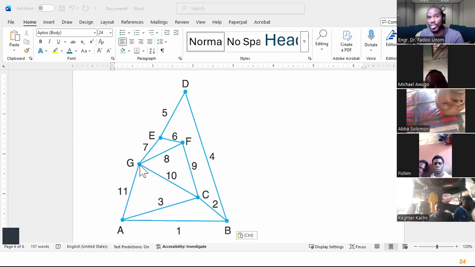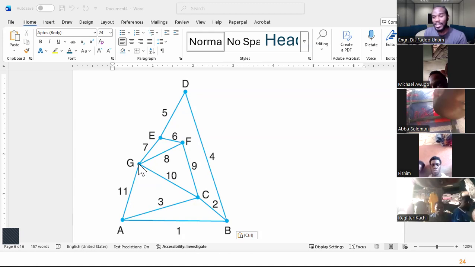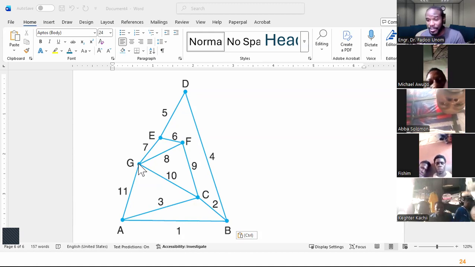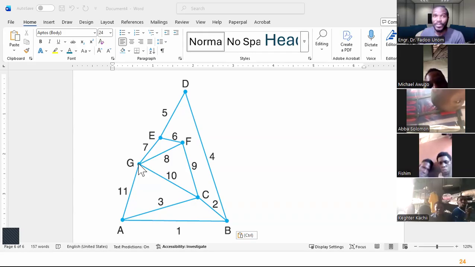Let's move to point G. How many links are connected at joint G? 4. How many binary joints, therefore? 3 binary joints if you use the formula L minus 1. Now, add that 3 to the 8 we had before. How many now? 11. Okay, so let's move to joint E.